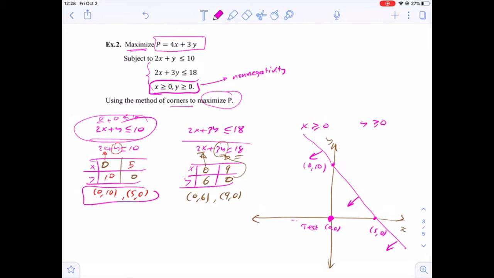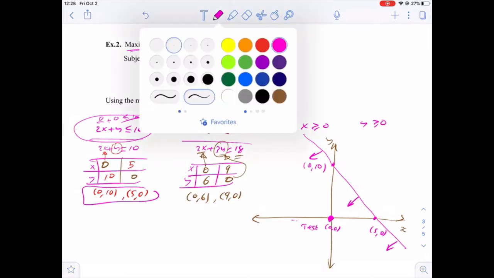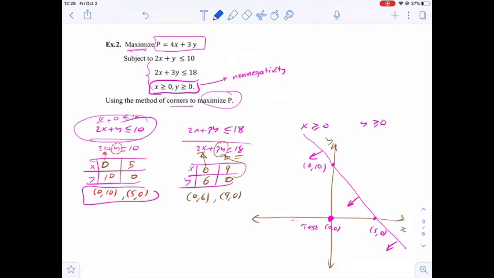Now we graph the second line. So let me use the blue color. So we have (0, 6) and (9, 0), 9 on x and 0 on y, and then we connect them with a straight line. Now we need to determine whether the solution is above or below this line. We choose the same test point. So substitute (0, 0): 0 is less than or equal to 18. That's correct. So the solution is below this blue line.